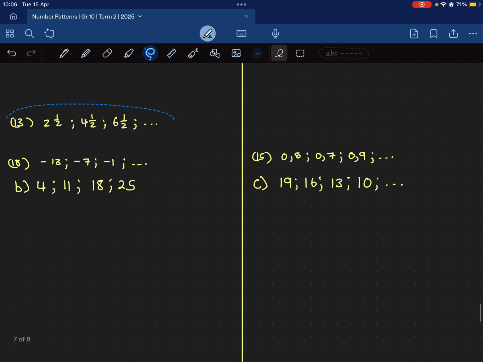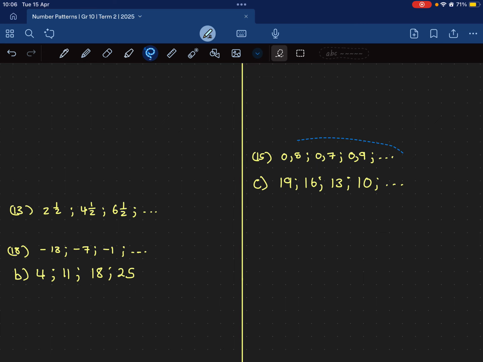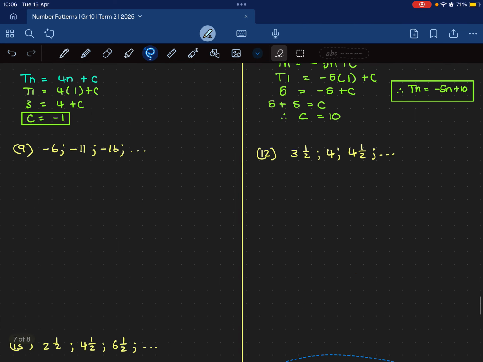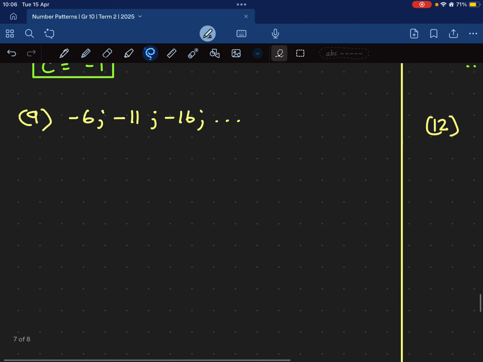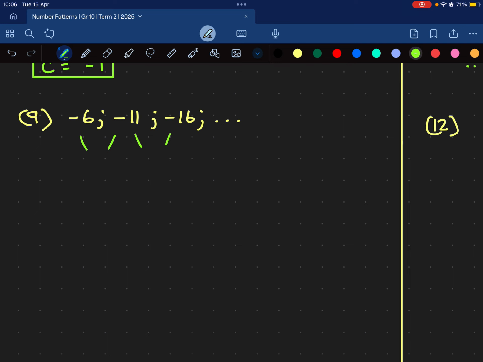Okay, so for the first one, we can see it's negative 6, negative 11, negative 16. So the common difference here, I'll go a bit quicker here. You can write out the full T2 minus T1, which is T3 minus T2. That's fine. I'm just going to be going a little bit quicker because hopefully by now you should be able to get the common difference.